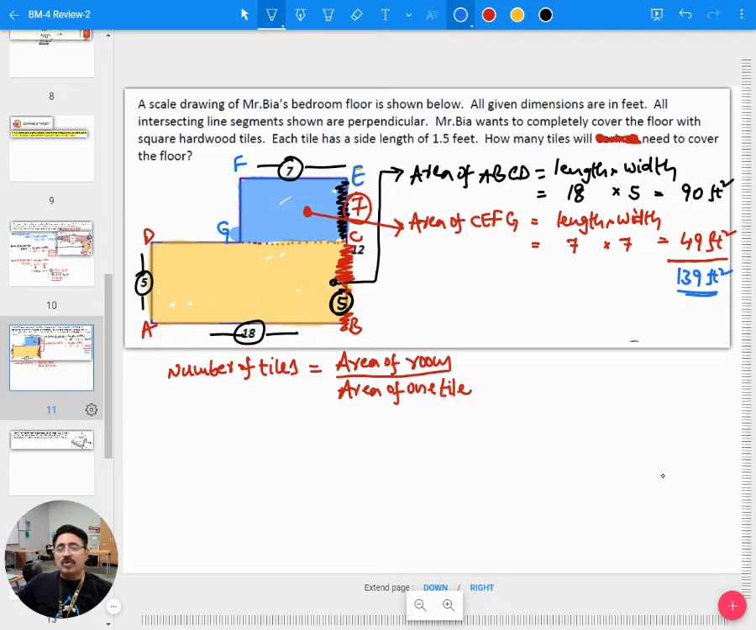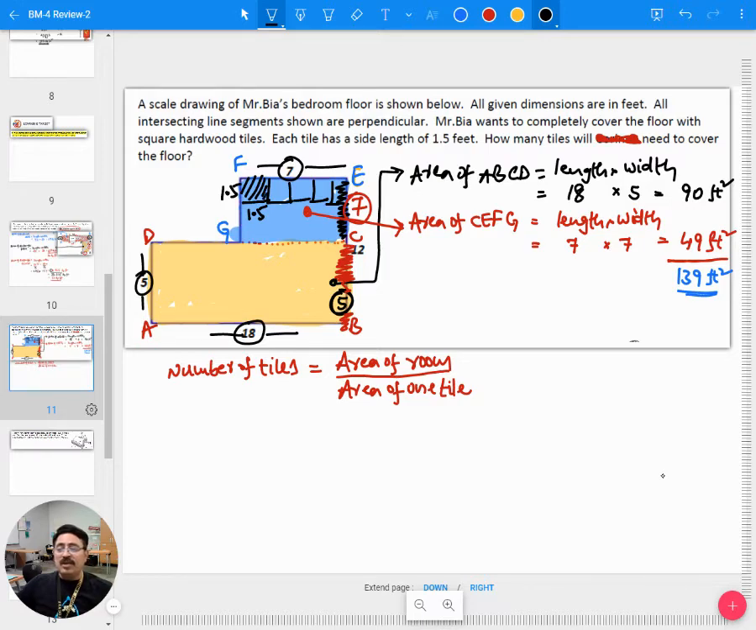Well, so we got the total area of the room. Then how about the area of the tile, which is in the denominator? Again, I'm repeating. Let's say that this room is to be covered with 1.5 by 1.5 tiles. How many such tiles are required? So length is 1.5, width is 1.5. These are square tiles.